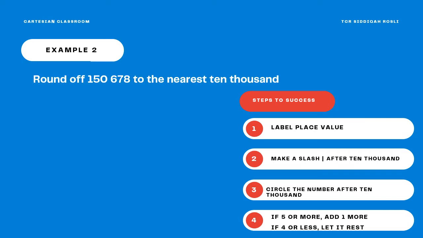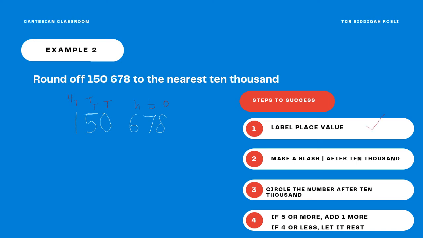Example 2, round off 150,678 to the nearest 10,000. Let me just write the number down here. We have 150,678. Step 1 is we are going to label the place value. So we have ones here, followed by tens, hundreds, thousand, 10,000, and we have our 100,000.